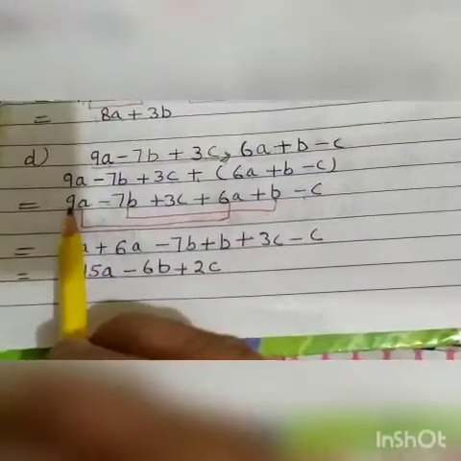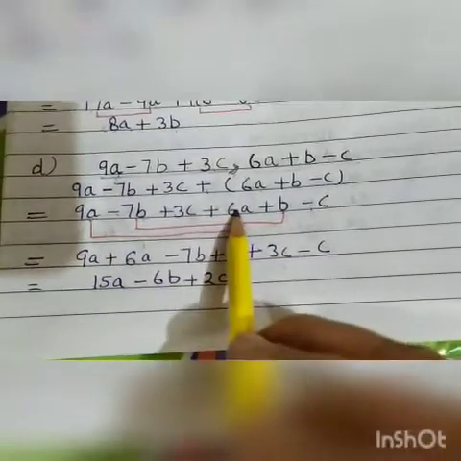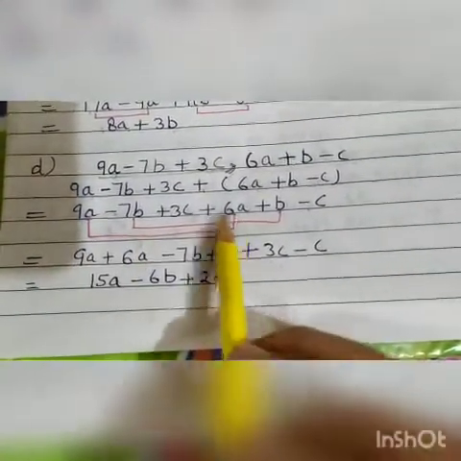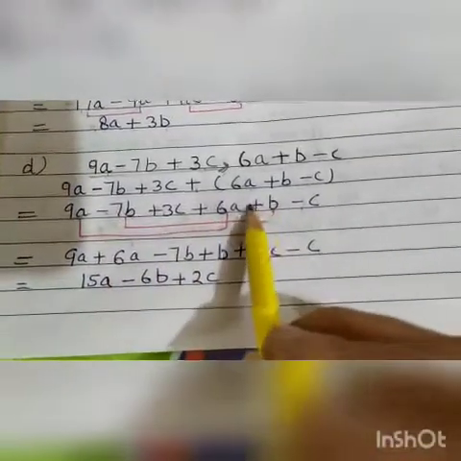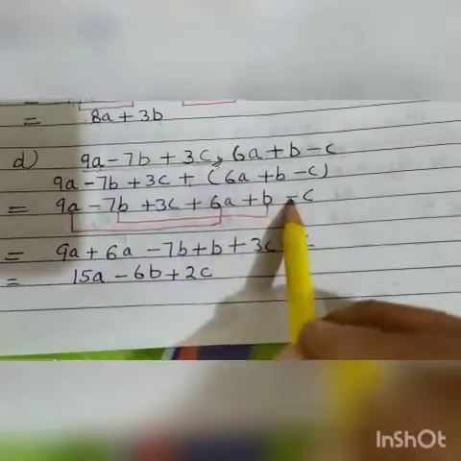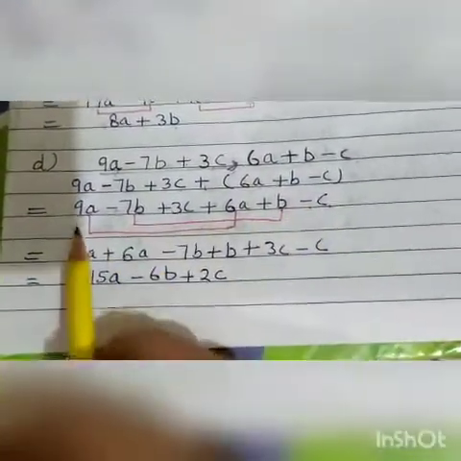See here like terms. This is 9a, this is 6a. These two are like terms. I have shown this with red pen. Minus 7b and plus b, these two are like terms. Plus 3c and minus c are like terms. So now we will put like terms together.